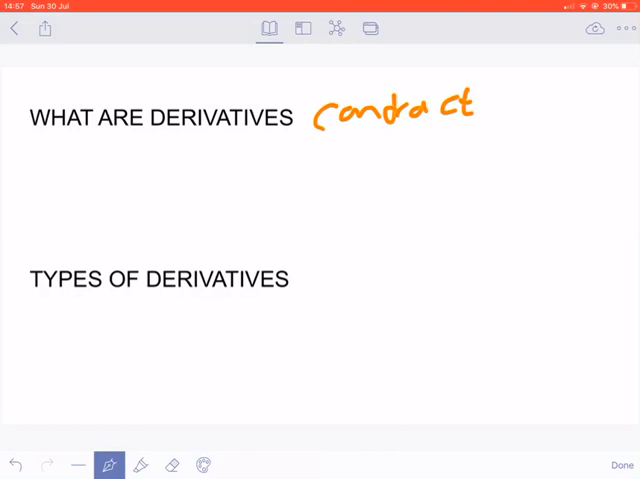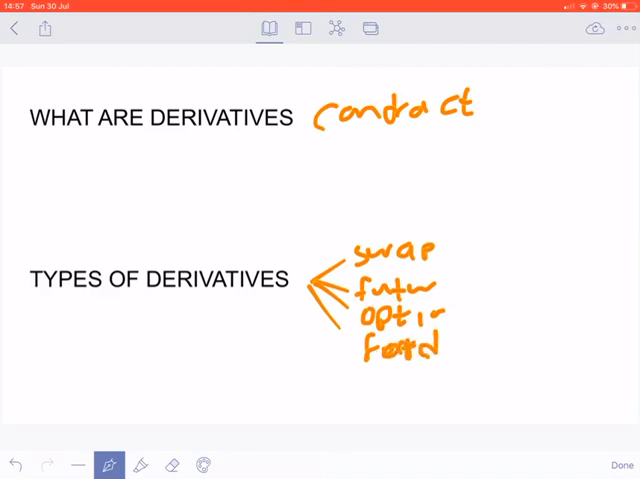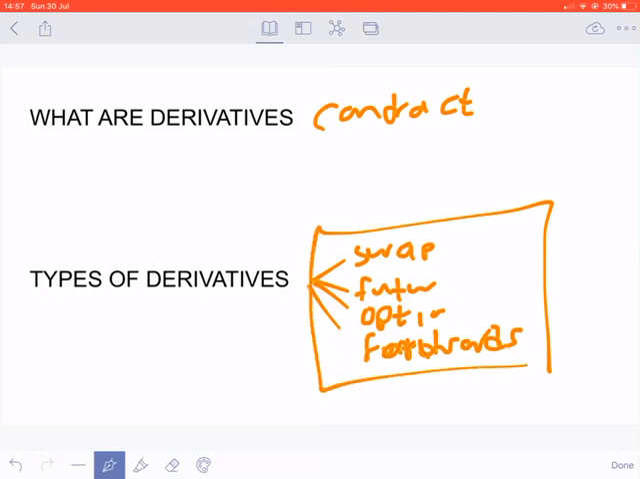So these contracts exist because we are trying to hedge our risk, the risk that our underlying asset is exposed to, or that we are exposed to due to interest rates. There are different types of financial derivatives: swaps, futures, options, and forwards. I'm not sure if there are more types, but these are the common types of derivative.